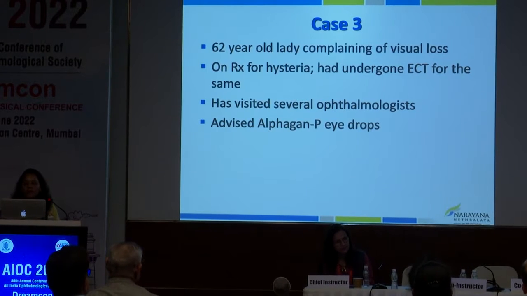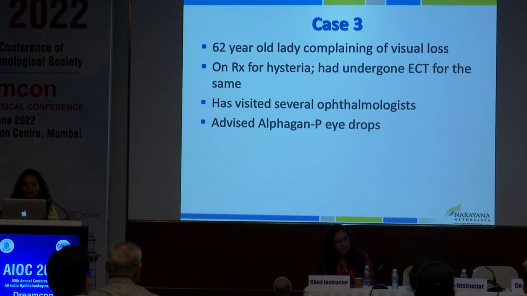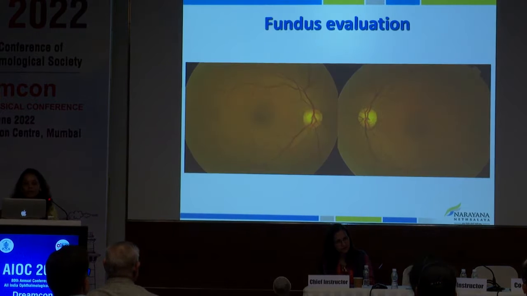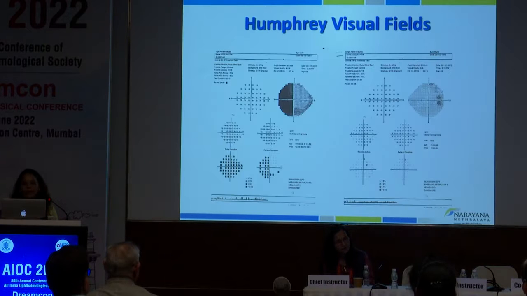Let's look at another patient, a 62-year-old female complaining of visual loss. She was labeled as hysteria, had undergone multiple visits because she kept complaining of visual loss and they felt nothing was really wrong with her. She was even on glaucoma treatment. But if you look carefully, the disc looked more or less okay. But when we did the visual field, we saw only one eye's visual field is affected. It is respecting the vertical meridian.